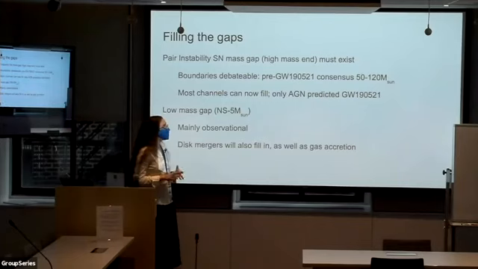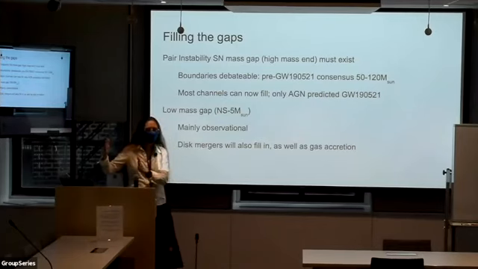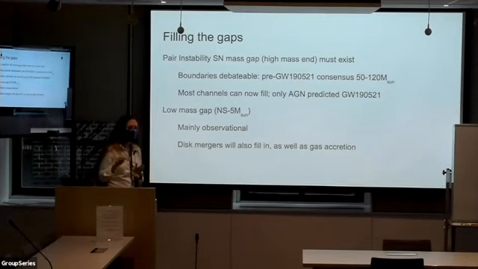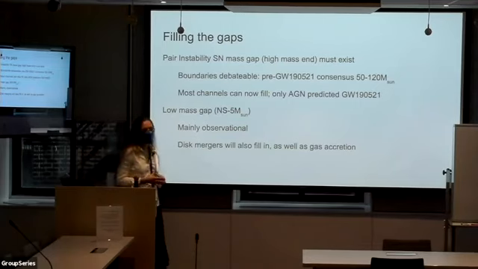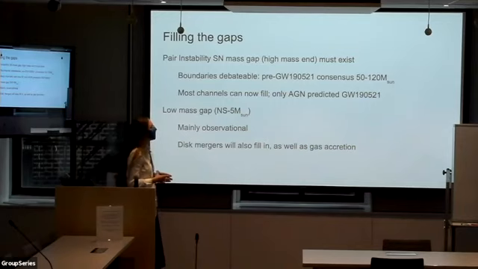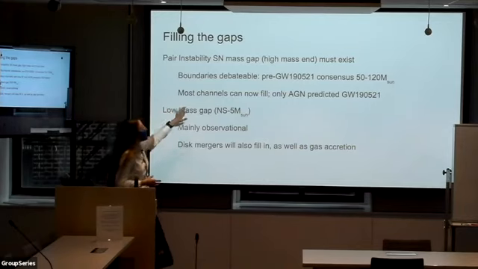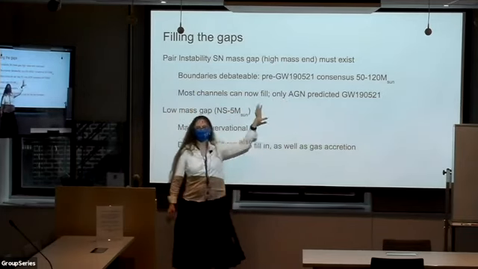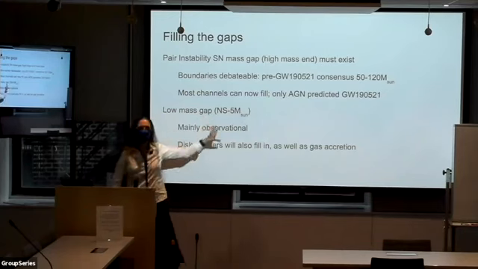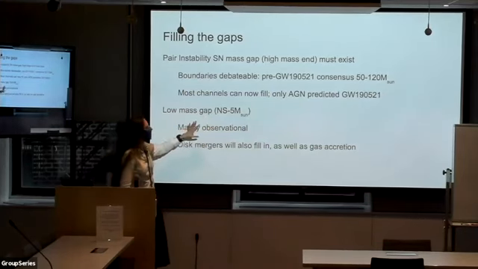You can change the location of the gap, and you can push that 50 up to as high as 90, but you have to play with nuclear reaction rates, which are uncertain, but that also has other observable consequences. So basically, most channels have now figured out how to make something that looks like GW190521. But we did say that it would happen before it happened.